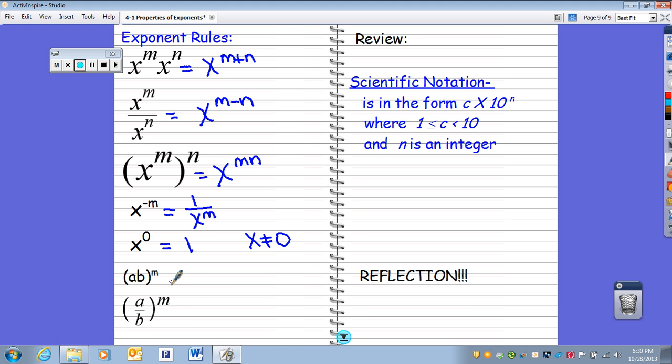If we have a power that we are taking to a product, we're going to make sure that each part of that product is then taken to that power. And if we have a quotient, we will do the same, where we will apply the power to the numerator as well as the power to the denominator. Please remember that scientific notation is written in the form c times 10 to the nth, where c is a number greater than or equal to 1 but less than 10, and n is an integer.